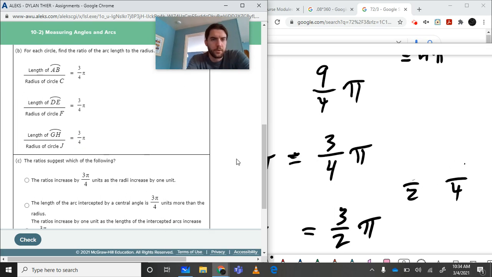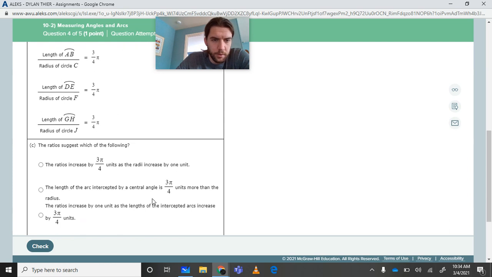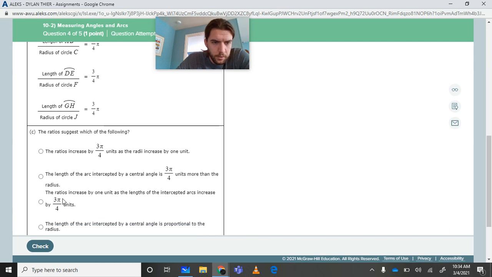The ratio suggests which of the following? The ratios increase by 3 pi over 4 units as the radii increase by 1 unit. No, the ratios stay the same in each case. Doesn't matter what the radii was. The length of the arc intercepted by the central angle is 3 pi over 4 units more than the radius. Once again, no, these are ratios. It's not saying it's like something plus 3 pi over 4. The ratios by 1 unit. What does this one say?